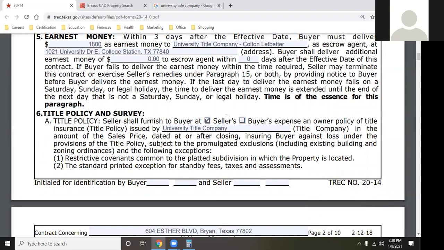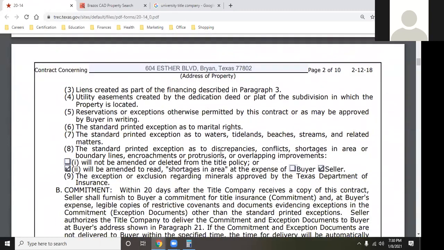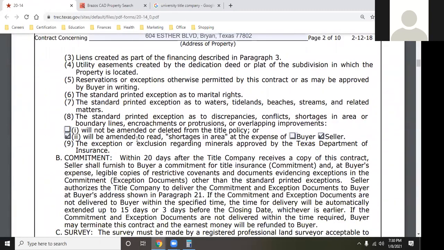In this situation, yeah, we're fine with it. Okay, but sometimes that can be an issue. Okay. Let's see here. Are you okay with this statement on number 8 that you will pay for the shortages of area? Nope. I want the buyer to pay for it. You want the buyer. So you would mark through that, check this one, and initial.